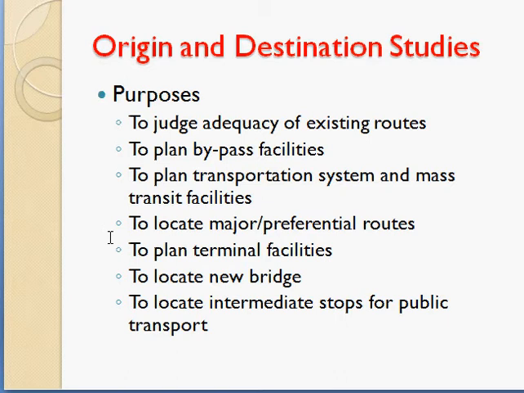For example, suppose a new college or a new hospital has been constructed someplace. Earlier there may not have been a bus stop there, but when that facility comes, you have to provide a bus stop there. It is based on the destination, on the people who use vehicles for reaching that particular facility, that you can provide a bus stop there. So in order to locate intermediate stops for public transport, you can use the origin and destination studies. These are the purposes, or applications, of origin and destination studies.